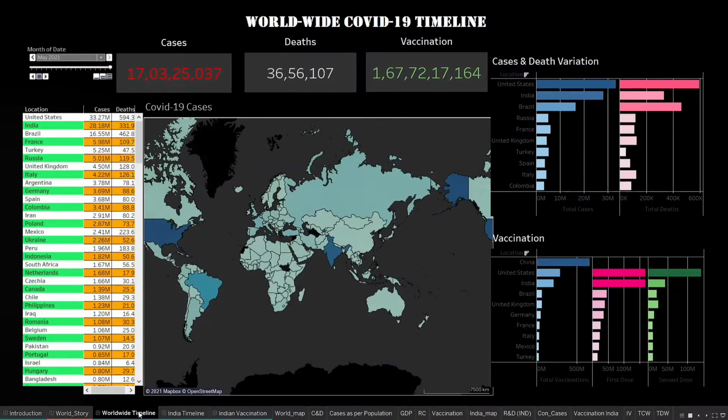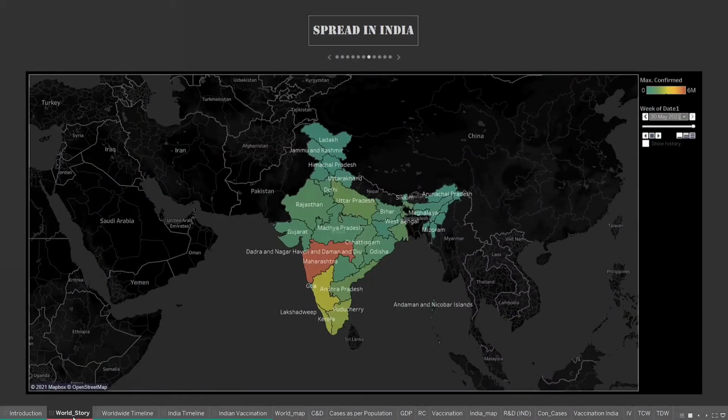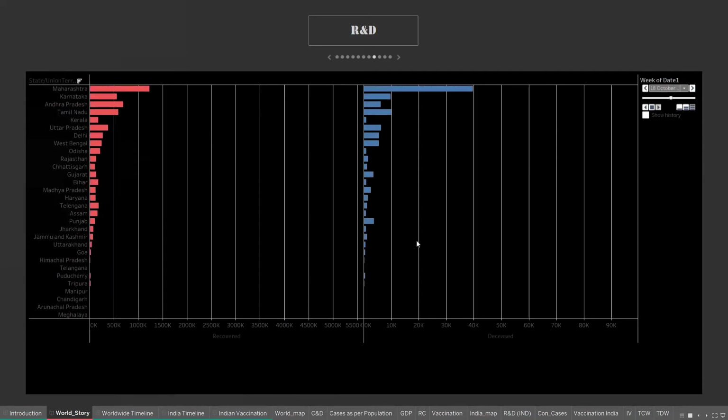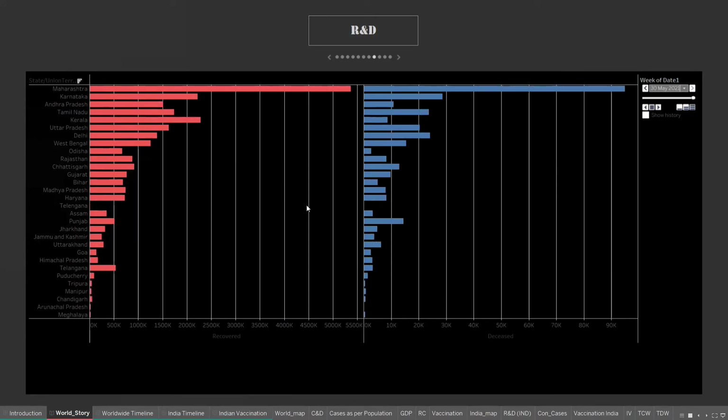Now let's move towards the story of India, where we can see the distribution of COVID cases from 26 January 2020 to 30 May 2021. In the next story, we have recovered and death patients. From the visuals, it's clear that Maharashtra has the maximum number of recovered counts alongside with the deceased count.